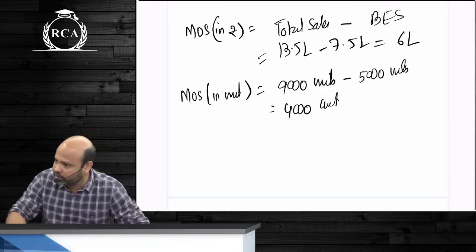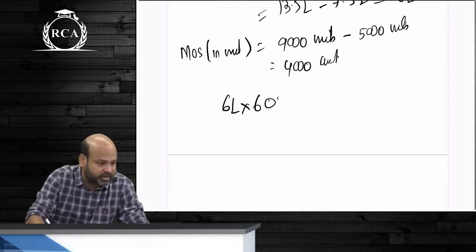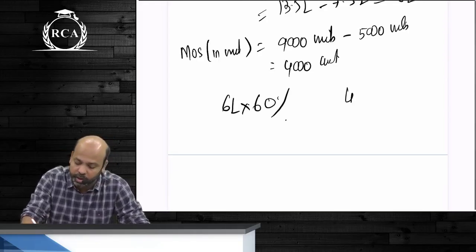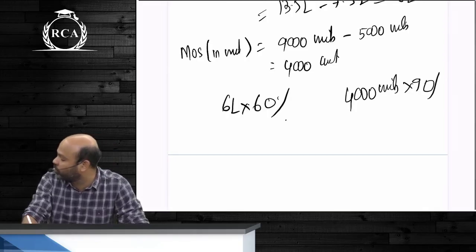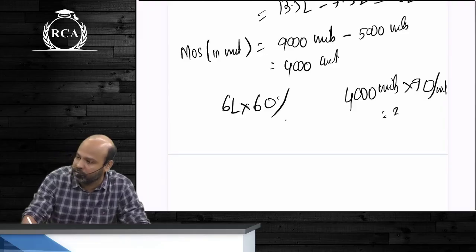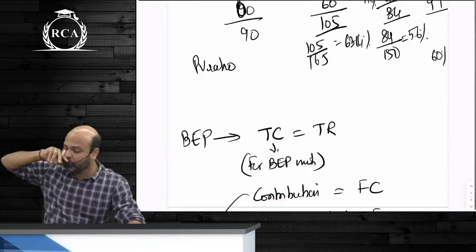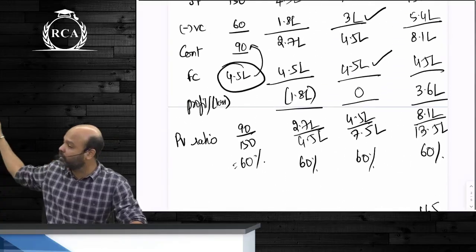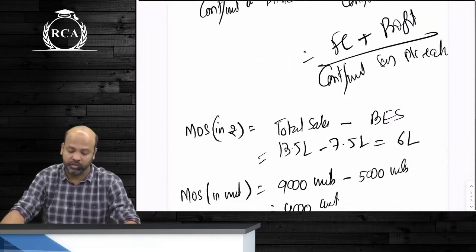So samajh mein aa raha hai, nahi aa raha hai? To get the amount of profit guys, you can write 6 lakhs multiplied by 60%, or you can write 4,000 units multiplied by 90 rupees per unit, which is 3 lakh. This is the amount of profit that we got above. There are multiple ways of arriving at the answer guys, हाँ समझ में आया क्या बोल रहा हूँ? How do you compute the amount of profit guys using margin of safety?